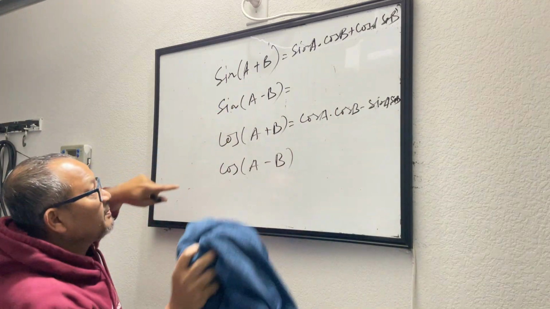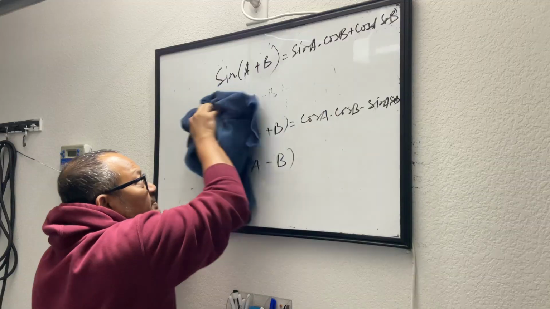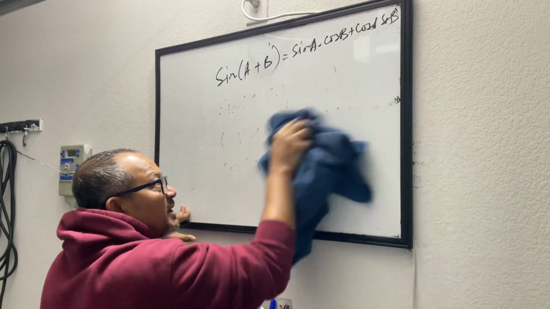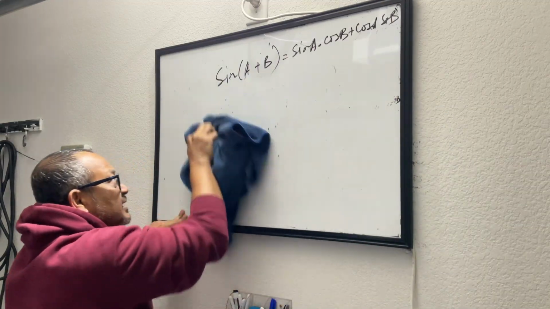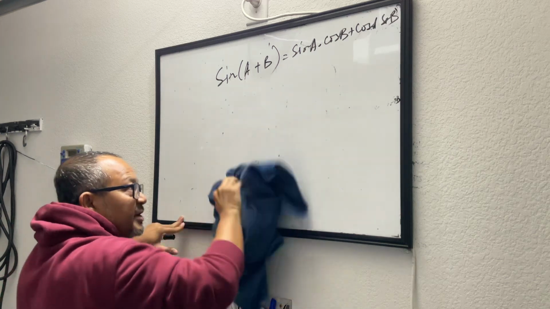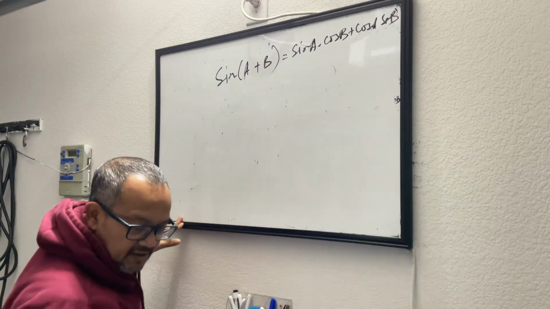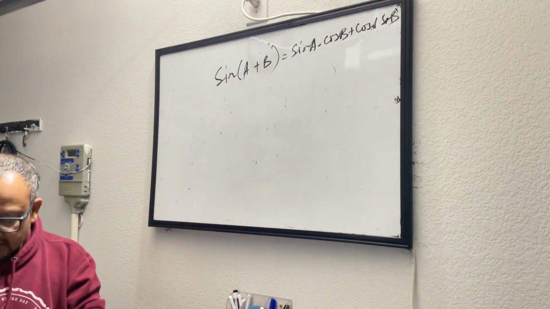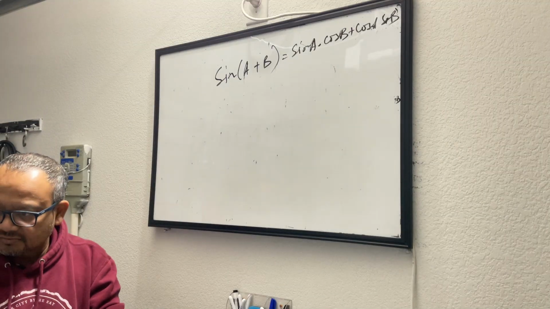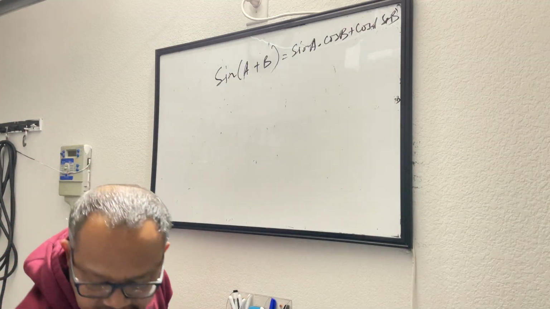So we'll come back to the table. But let's first try proving this formula. Sin(A plus B) is equal to sin A cos B plus cos A sin B. And let's see if this formula has enough merit to do it. Okay. Ready? Okay.